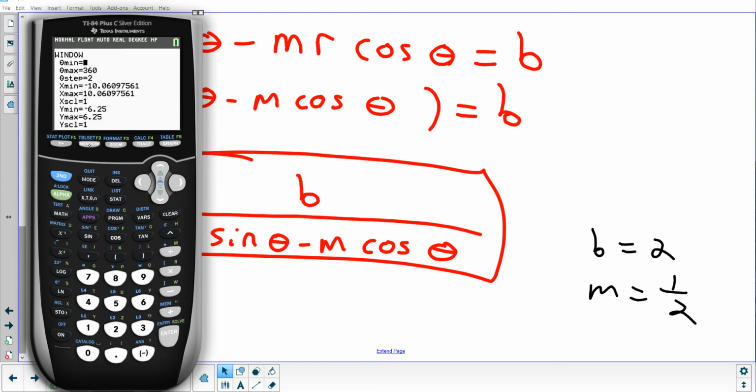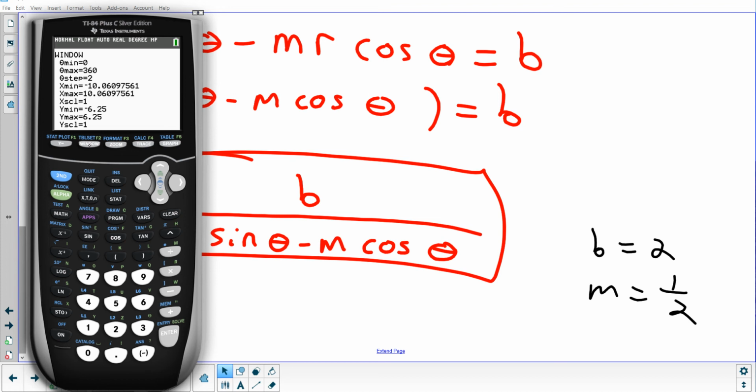But I need to go to my window, and I need to make sure that theta goes through all the different values it could get before it repeats. What's the period of the sine or cosine function? 2 pi, or I'm in degrees, so I'm just going to go 0 to 360. That means by going from 0 to 360, theta will take on every possible value that it could before it repeats itself.